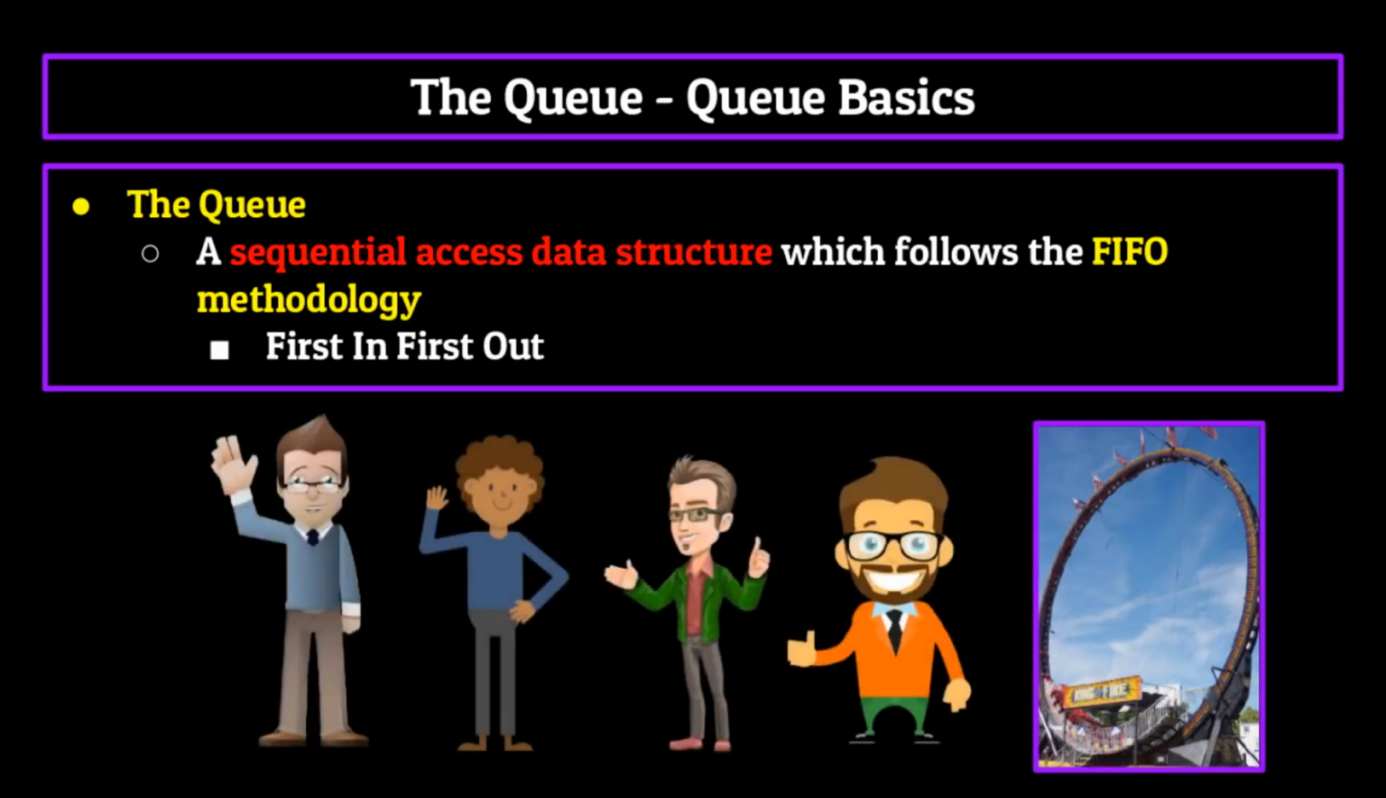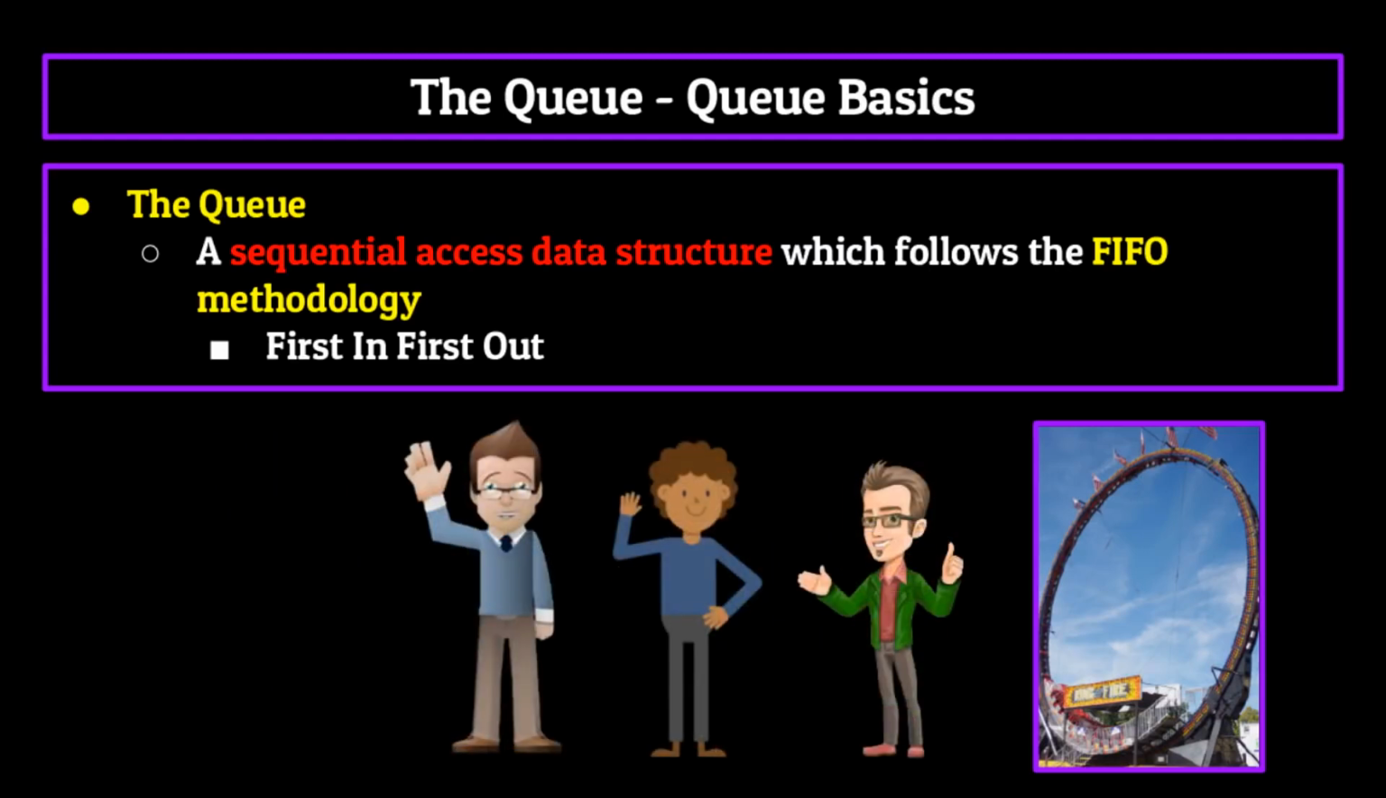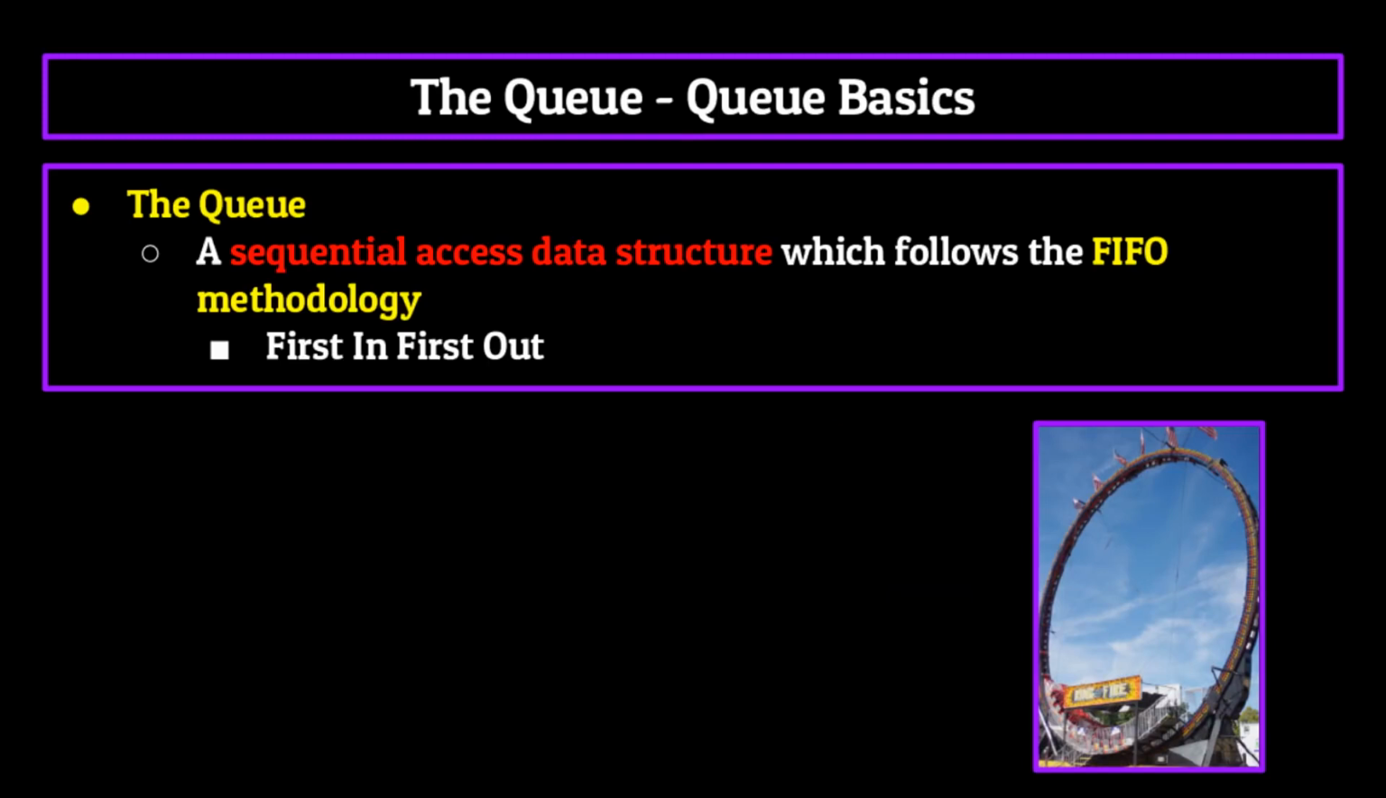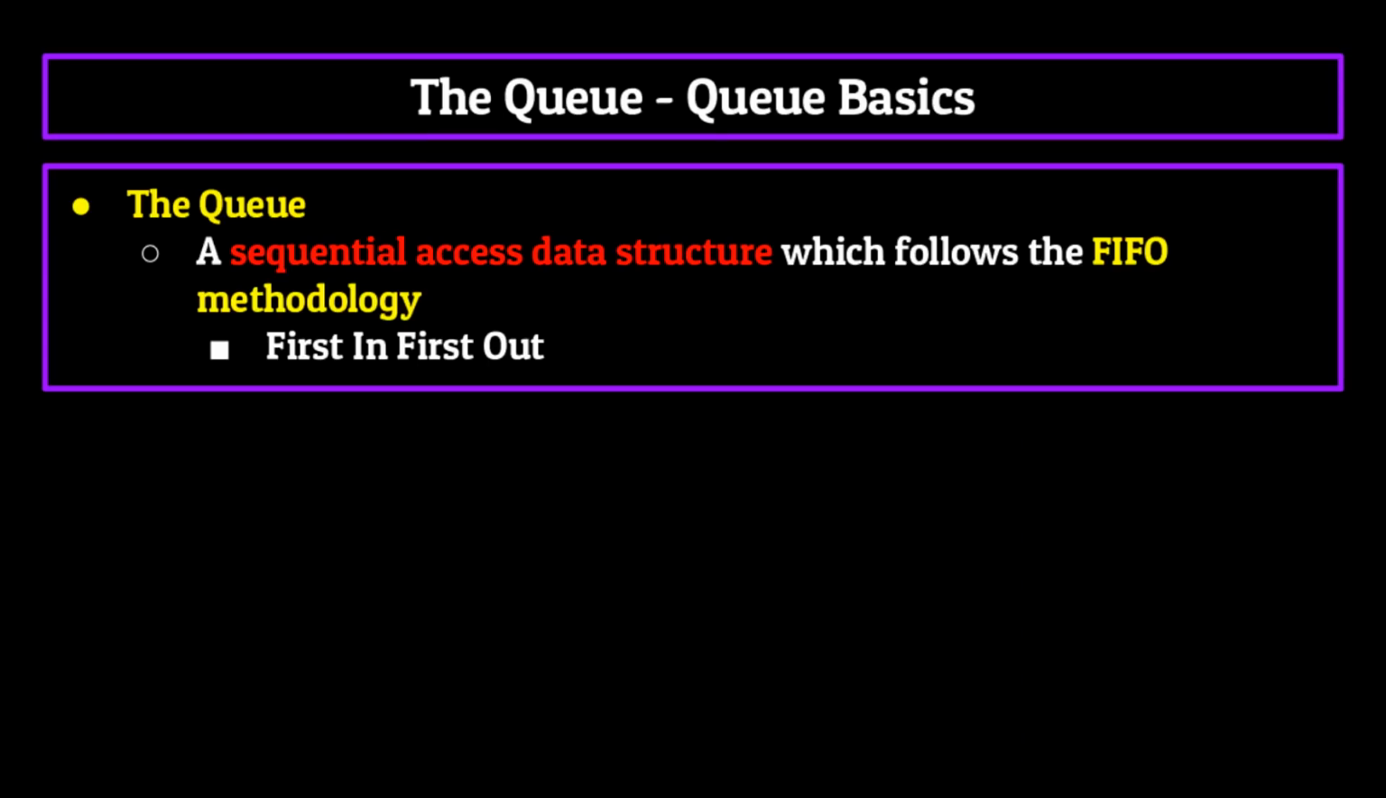The first one to get there, assuming we don't have any cutters, will always be the first one who gets to go on the ride. The later you show up, the longer you have to wait. This is the strategy used for queues when adding and removing objects. The first element to be added will also be the first one to be removed.